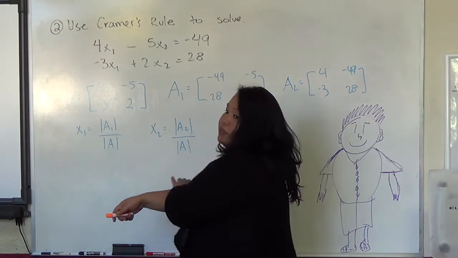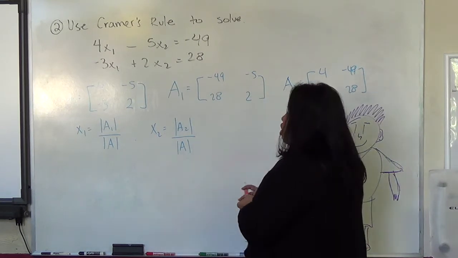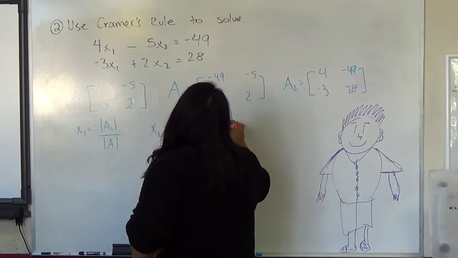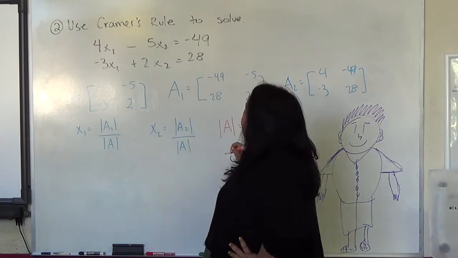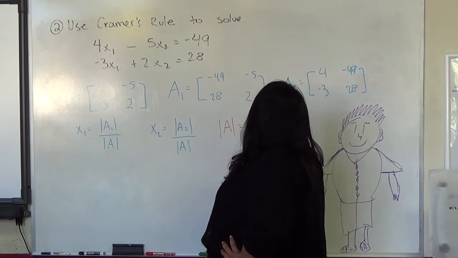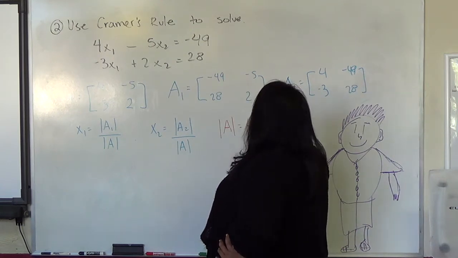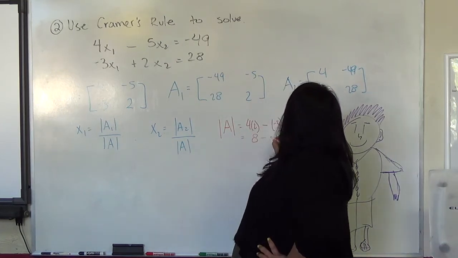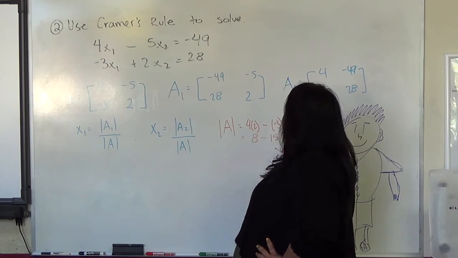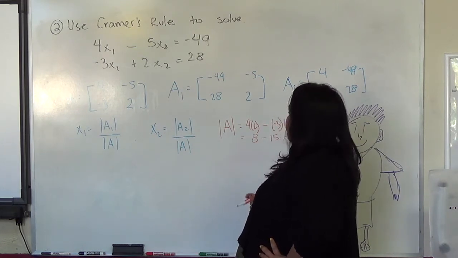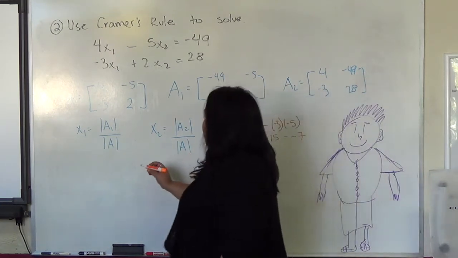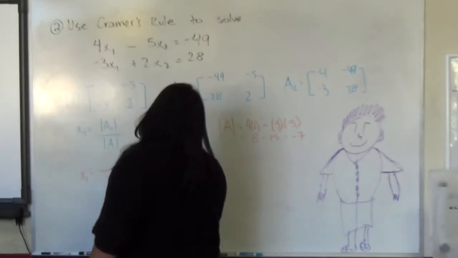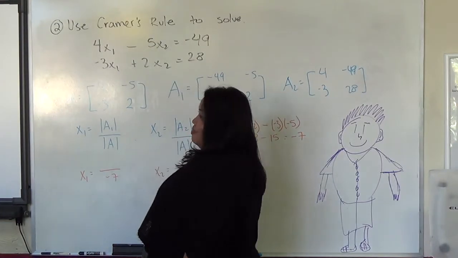So let's find the determinant of A first. The determinant of A is 4 times 2 minus negative 3 times negative 5. 4 times 2 is 8, 8 minus positive 15 is negative 7. So x1 equals something over negative 7, and x2 equals something over negative 7 on the bottom.